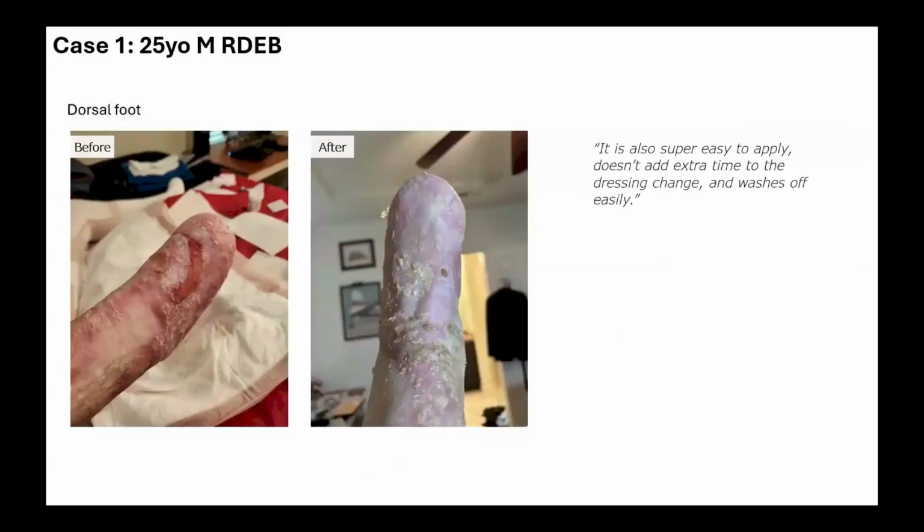And this is another photo of his. This is his dorsal foot. You can see on the left prior to applying the birch triterpenes, and then after. He also added that the triterpenes are super easy to apply. It doesn't add extra time to the dressing change, and it washes off easily.